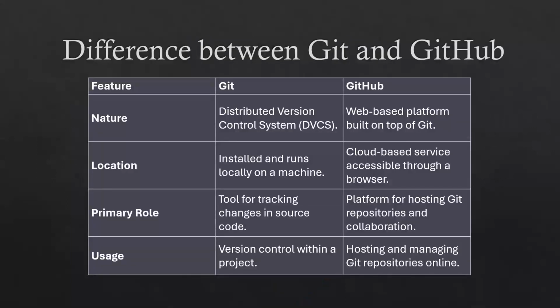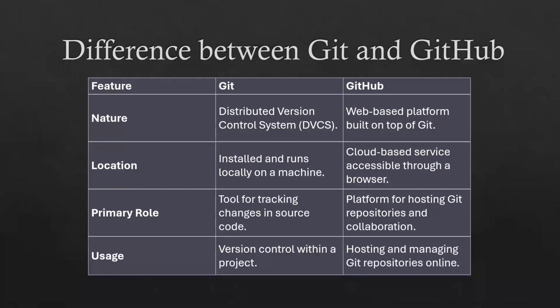Now discussing the difference between Git and GitHub. As I discussed earlier, Git is a tool and GitHub is a web-based platform. From the feature nature, Git is a distributed version control system and GitHub is a web-based platform. Location means exactly where all the files and folders are stored. In Git, everything is done locally and we can interact with the web-based platform GitHub using Git client commands. GitHub is a cloud-based platform where we will host all our repositories.